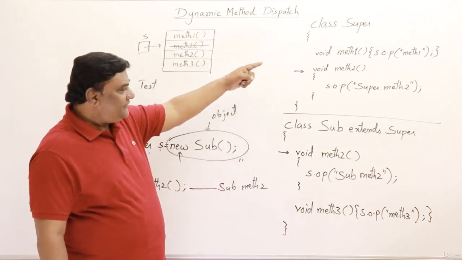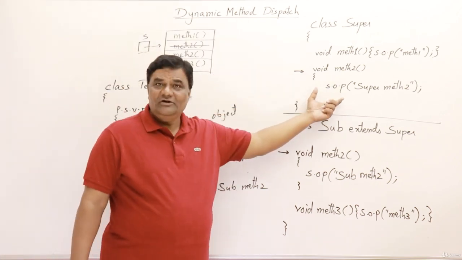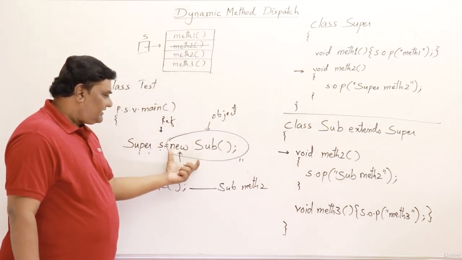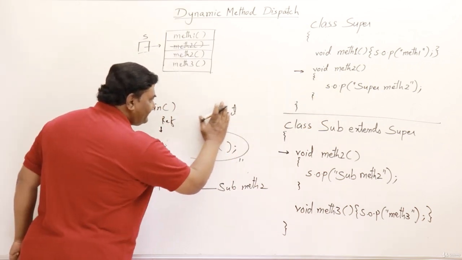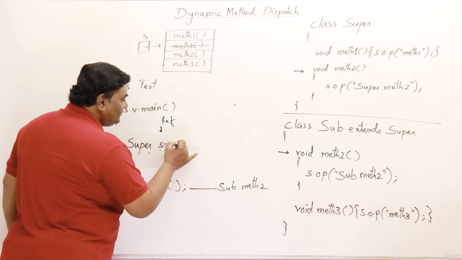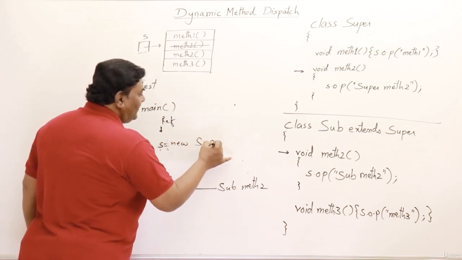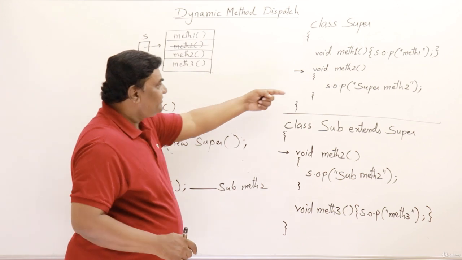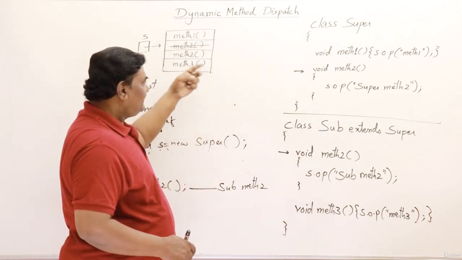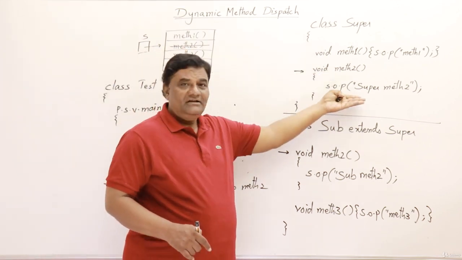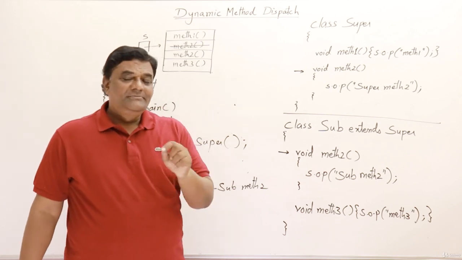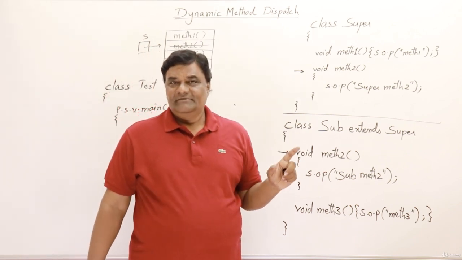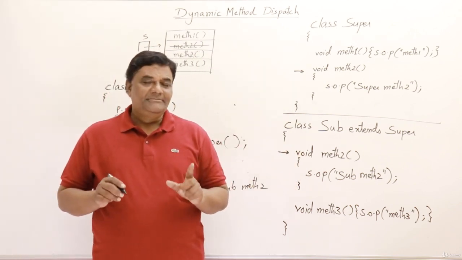If you have an object of the superclass, then the superclass method will be called. So depending on the object attached to it, see, if suppose instead of this, I say new super, now whose method will be called? Method 2, this version will be called, because this object has only two methods. So the method will be called depending on the object. That's all about dynamic method dispatch.